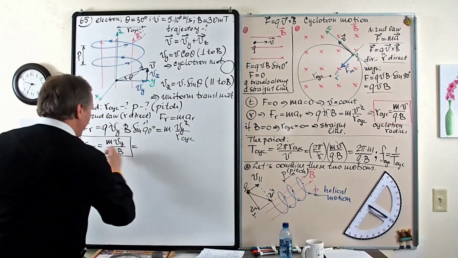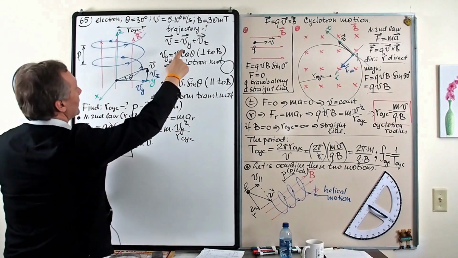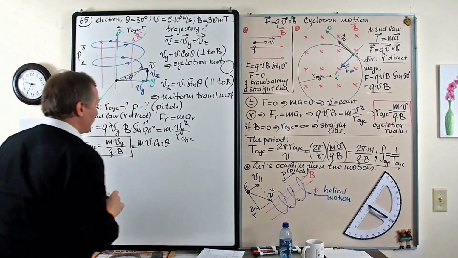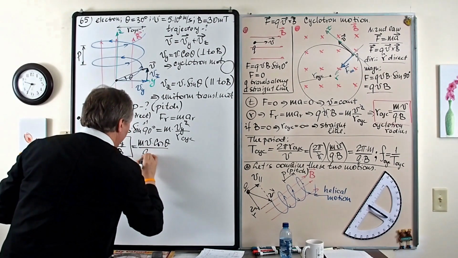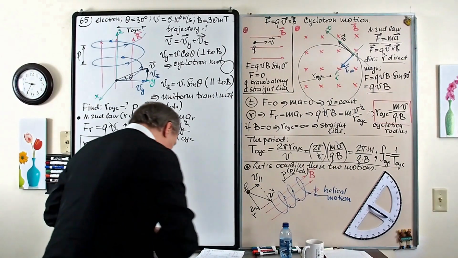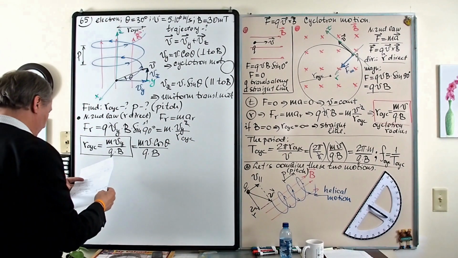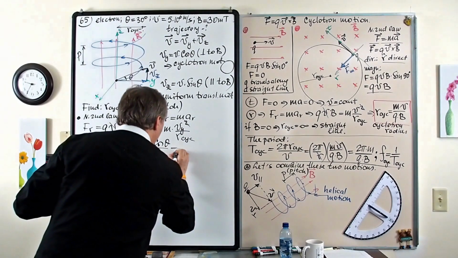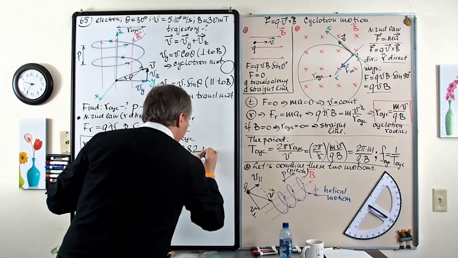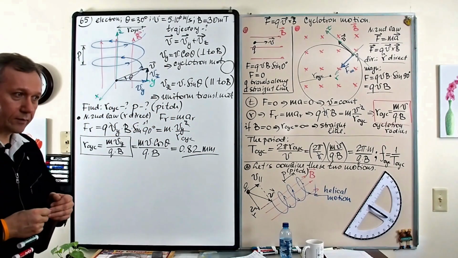And now if you plug in the numbers, instead of v sub y, I can write m v cosine theta divided by q times B, right? Okay, so if you plug in numbers, you are going to get 0.82 millimeters, slightly less than a millimeter, right?